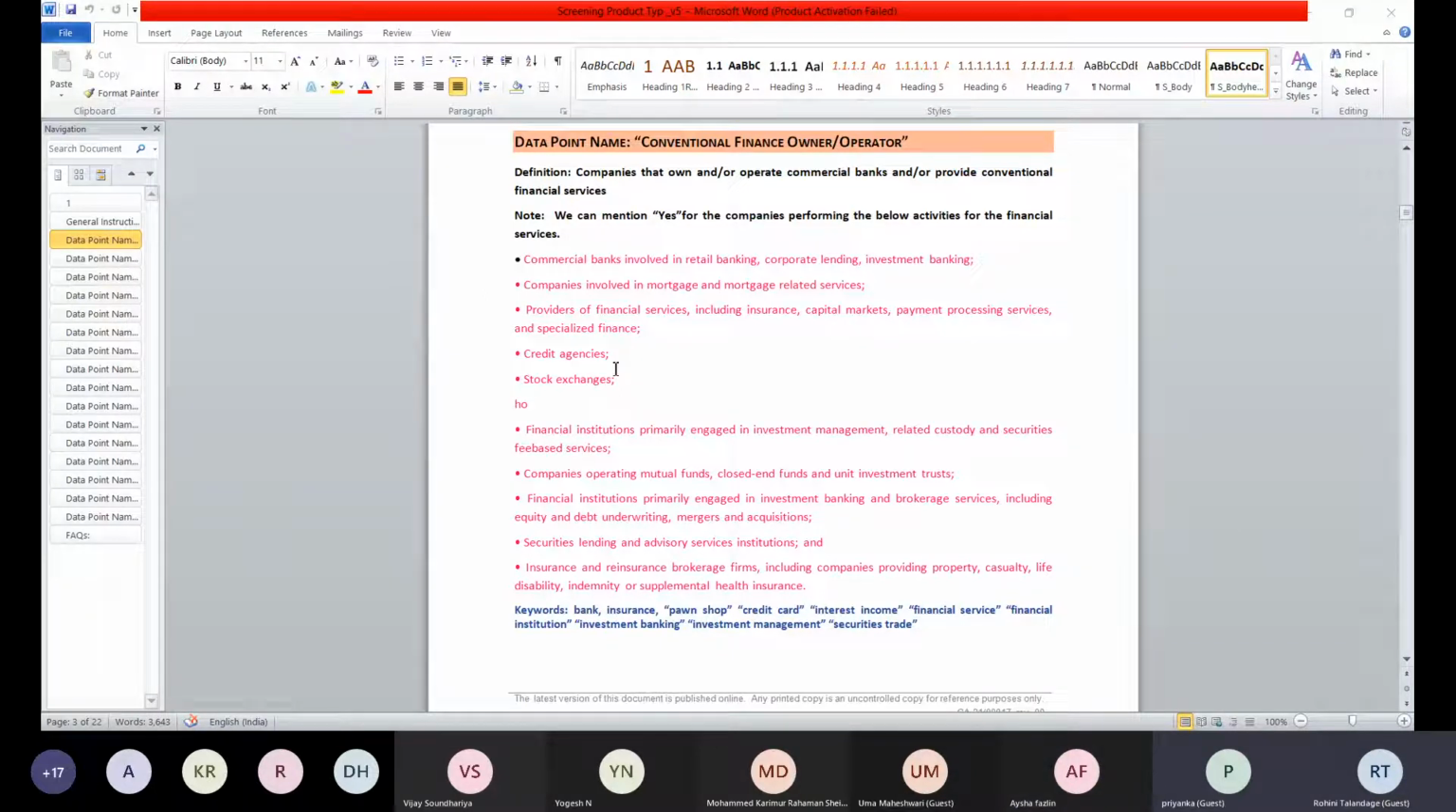Now I have explained in which case you can mark yes. Now I'll explain in which case you can mark no. You are searching with all these keywords and getting a hit for a keyword, but it is not related to this context. We are just getting the keyword. It is not saying that they are providing this service.